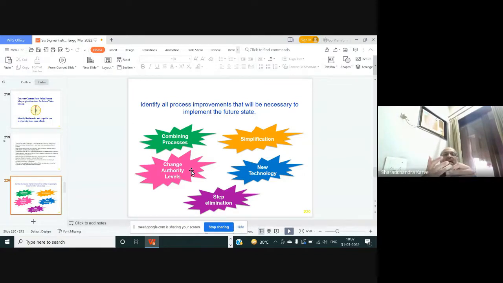Many times everything is pending with everyone. This is where a change in authority level is required, so that the person one level below can also sign, and the work can be done at a faster rate. So these are the five broad categories.